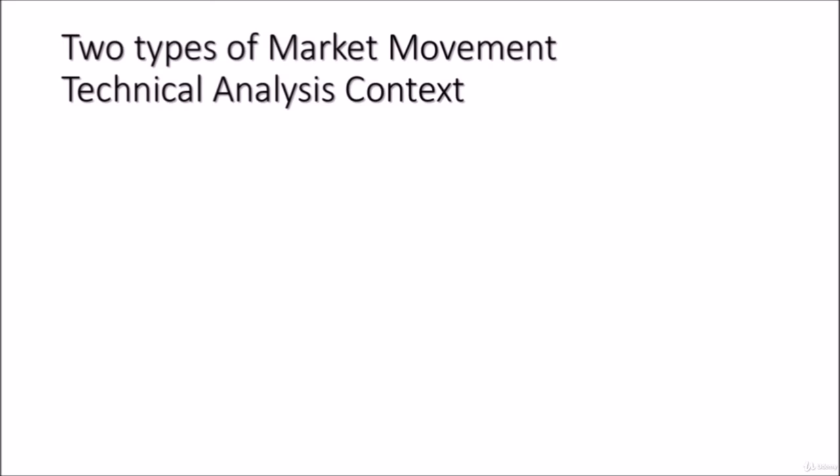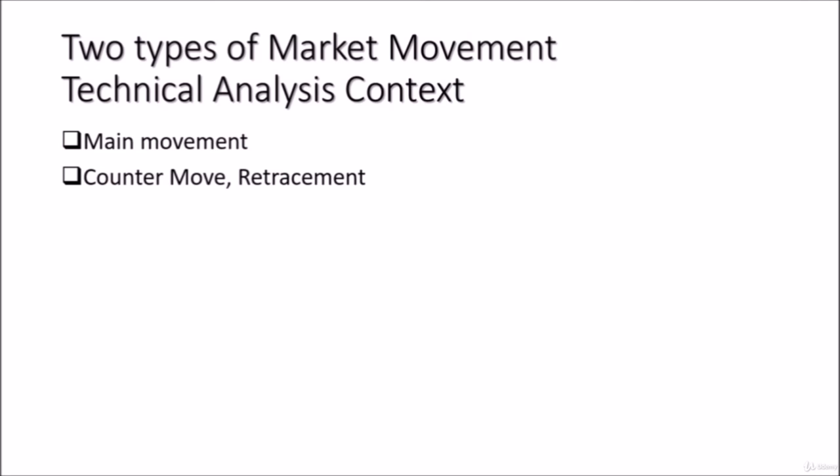In a major scale movement, basically there are two types of market movement. Number one is the main movement. Every share price moves in a zigzag pattern. This comes from the basic knowledge that in every market condition, there are buyers and sellers changing hands. But in every new trend movement, the aggressiveness of buyers and sellers changes. Next, in every main movement, there is a counter move or retracement. This counter move or retracement moves against the main movement.